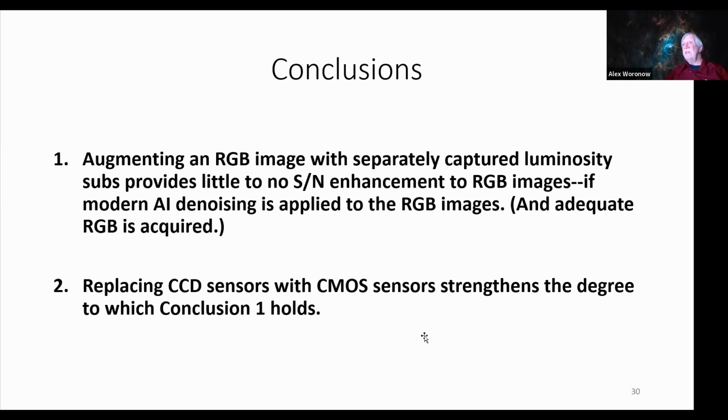Replacing CCD sensors with CMOS sensors strengthens the conclusion above, and in fact, in my opinion, almost made AI denoising obsolete, because it can remove virtually all the noise in one pass, whether it was CCD or CMOS cameras. By the way, all the examples I showed above were CMOS cameras.